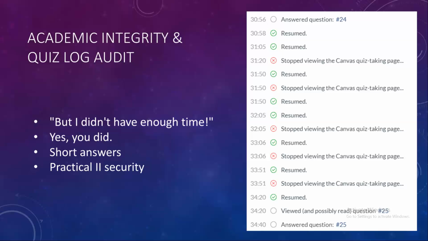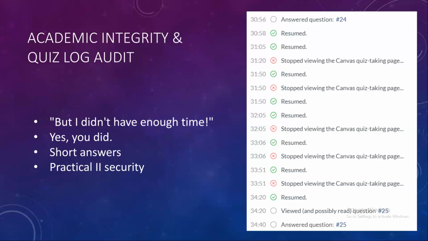I had some people complain, but I didn't have enough time. Yes, you did. You had more than a minute per question, and there wasn't a single question that required more than 1 to 3 words to answer. There were some that required some calculation, so all right, that might have taken a few more seconds, but there is no need to type out complete sentences on your quizzes or on practicals like this.